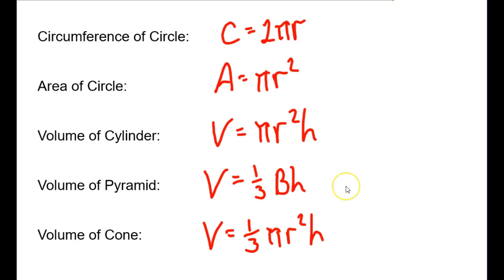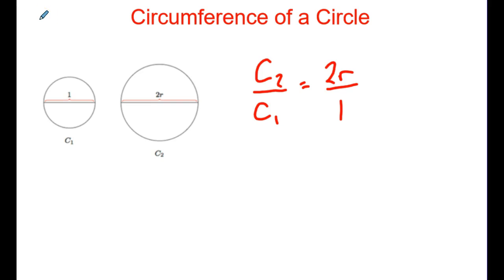Volume of a pyramid, the volume is equal to 1/3 times the base times the height. If you notice, this base is a capital B. That base is referring to the area of the whole base, whether that be the area of a triangle or the area of a square. And the last one, the volume of a cone, the volume is equal to 1/3 times pi times the radius squared times h.